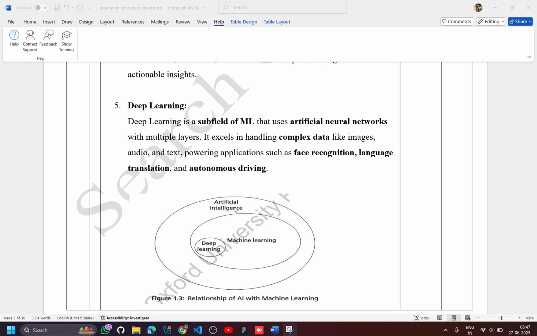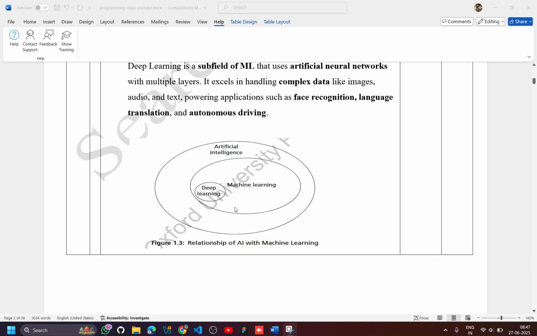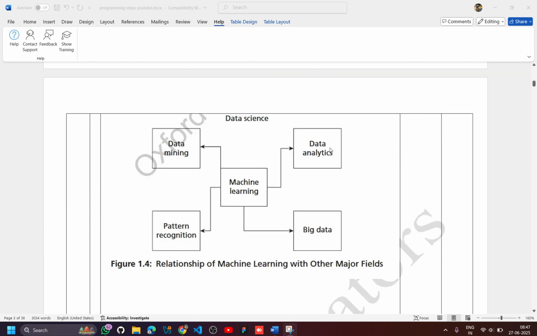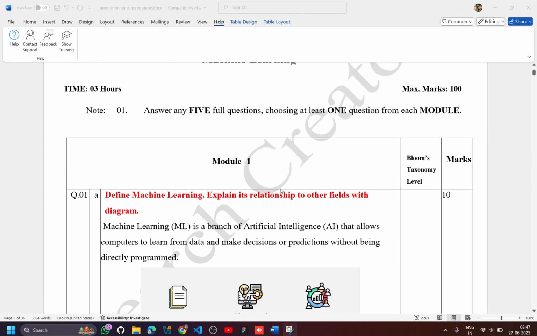After that, you have to write this block diagram, the relationship of AI with machine learning. After that, we have to write this other block diagram. It will hold the weightage of the paper, guys. Okay, this is the first question answer, guys.